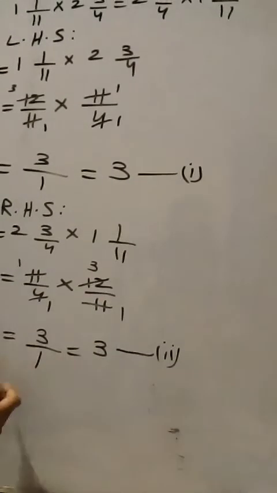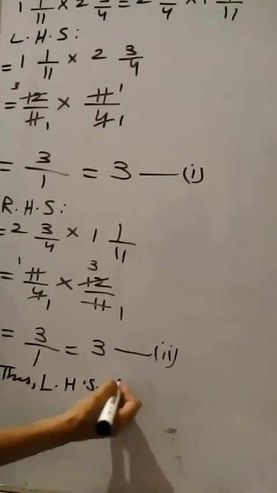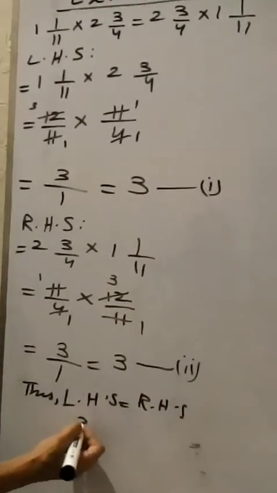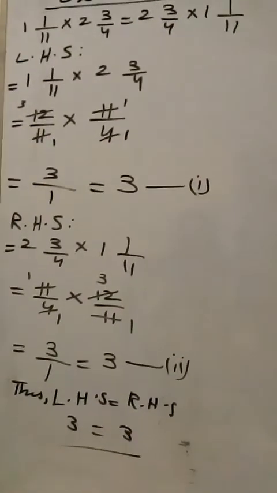3 and 3. Thus left hand side is equal to right hand side. If the answer is not the same, it means your question is wrong. So these are the steps for solving the question.